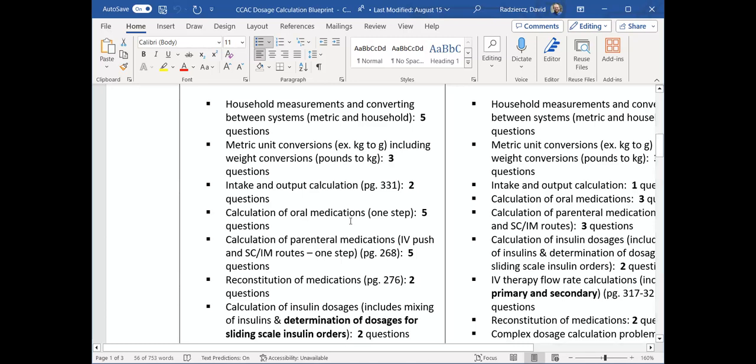So those are the specifics, and like I said, this is in the OneDrive folder. It should also be in your nursing packet, the dosage calc blueprint. My hope is that you'll see that. If you don't have access to it, like I said, it's in the OneDrive folder, and you can always email me or contact Miss Petro and find out what those links are.